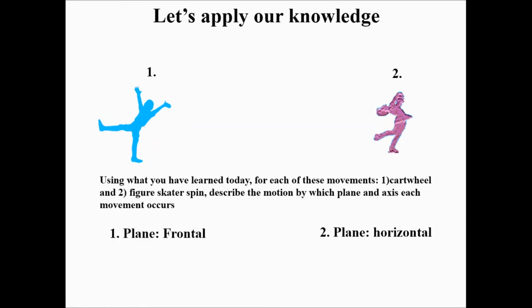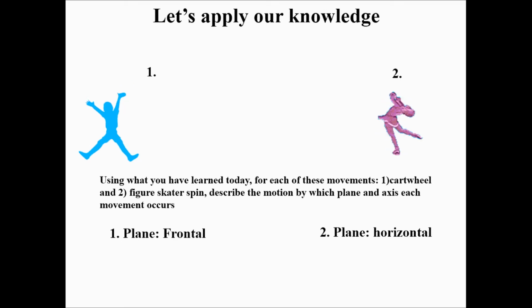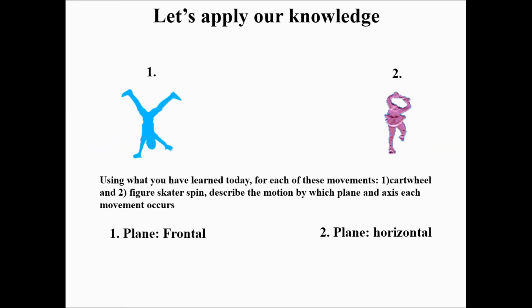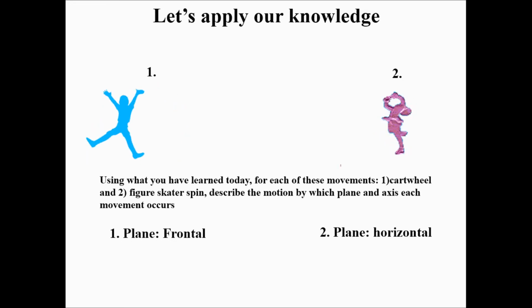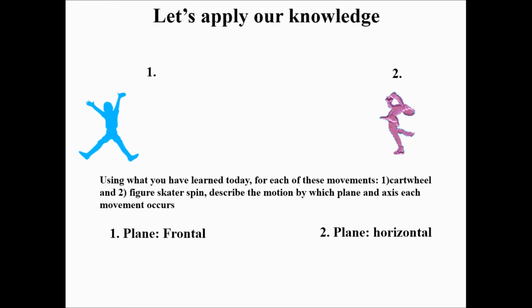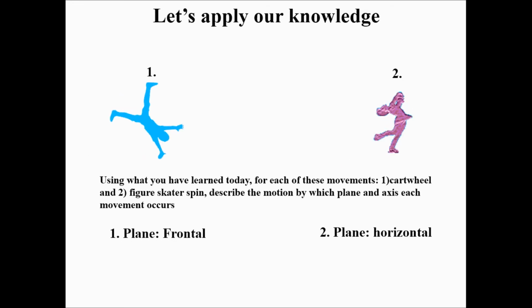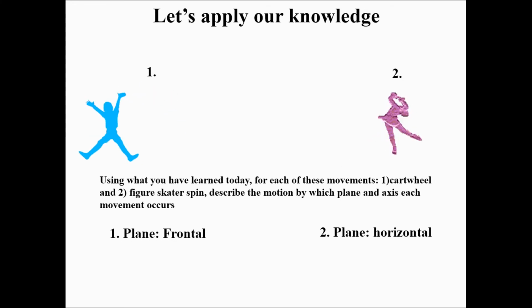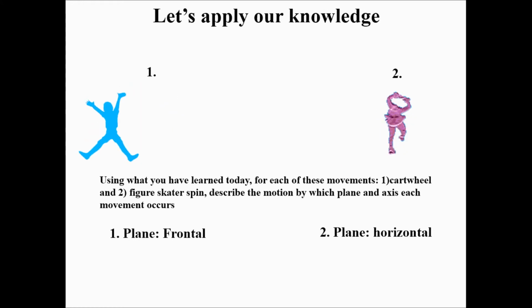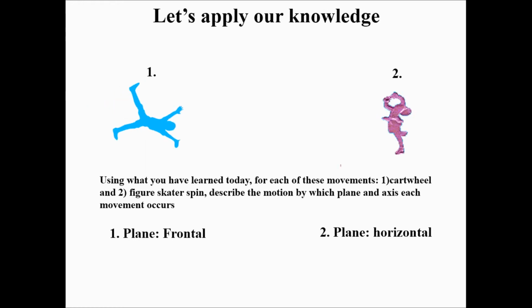Now let's quickly apply our knowledge to these two animations. The first one is the cartwheel, and that is done at the frontal plane, while the second one is the figure skater spin, commonly, and that's at the horizontal plane. So I hope with these two examples we can now think through so many other activities and at what plane they are carried out. Now let's quickly look at this video on basic possible movement at the joint.